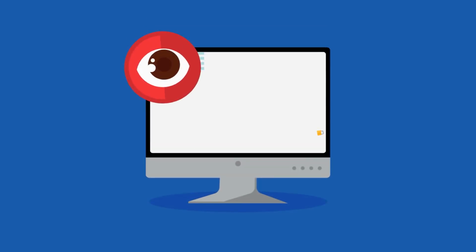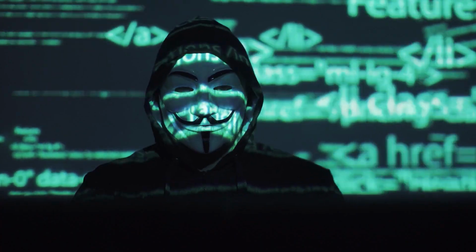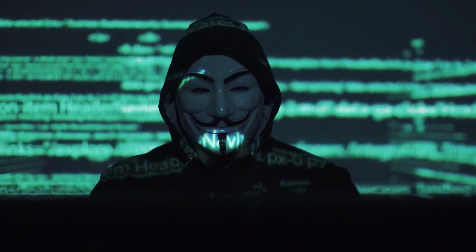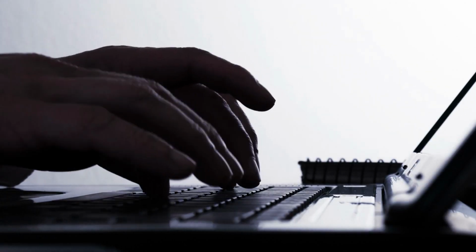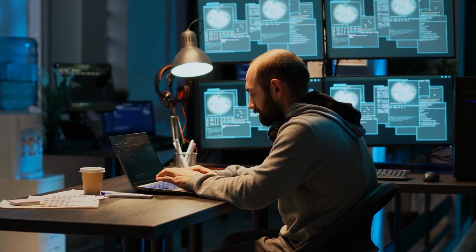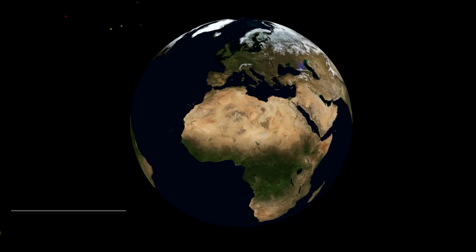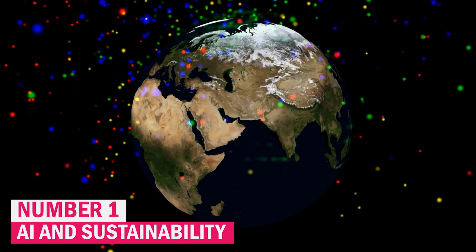Even though artificial intelligence (AI) has many advantages, it is crucial to maintain the security and integrity of the AI systems to prevent abuse or tampering. Specifically, cybercriminals can utilize generative AI. In any event, the integration of cybersecurity and AI will grow in significance over time. Number 1, AI and sustainability.